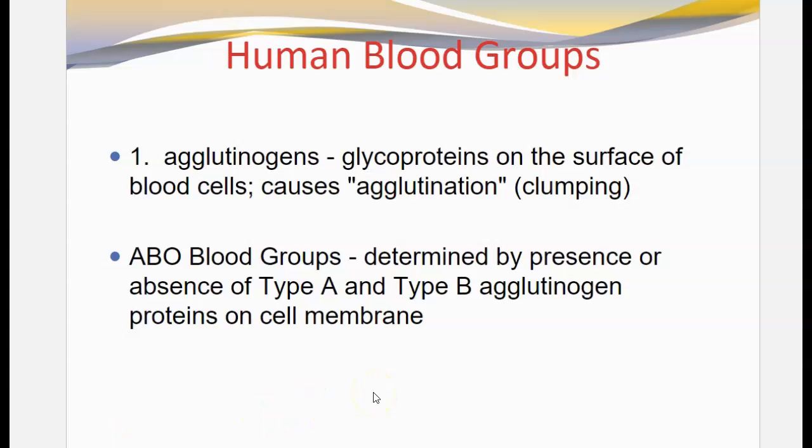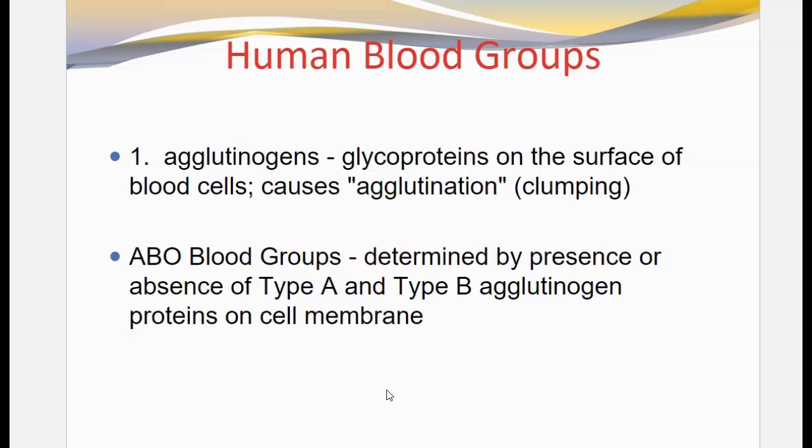Okay, so blood typing, human blood groups and such. Your red blood cells on their surface membrane have proteins that they can express, like all cells do. And these have different types of proteins. Sometimes they will express this A, sometimes they'll express this B.